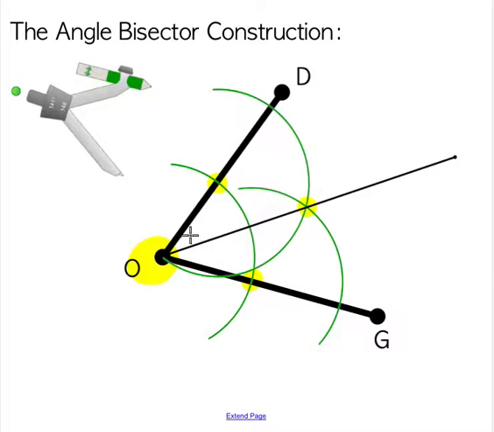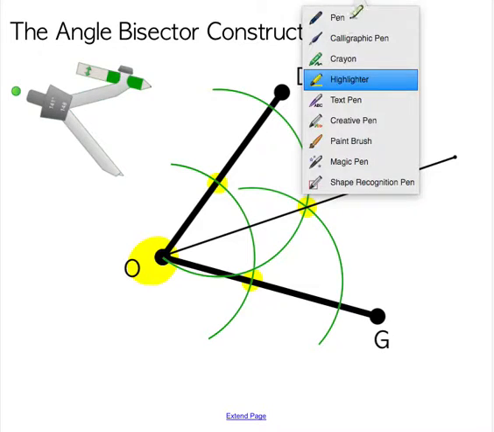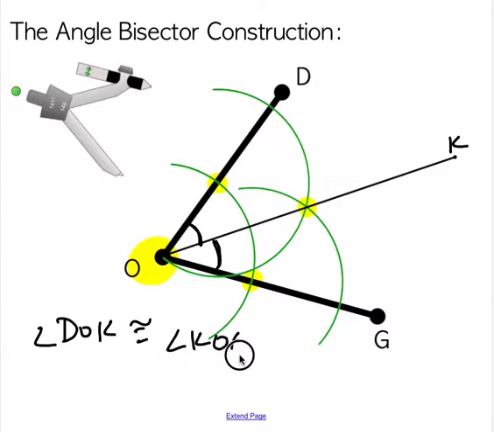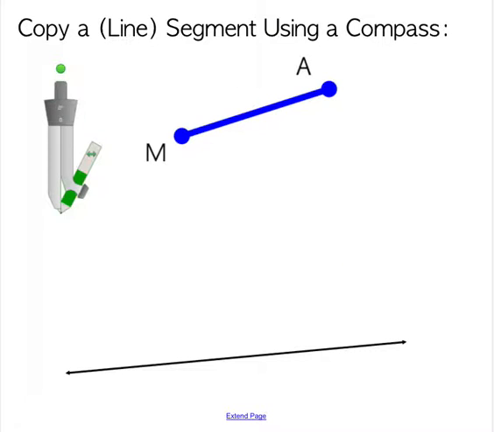But what it does is it creates two angles that are congruent to each other, one on top and one on bottom. This angle is congruent to this angle. Or if you want to use naming, I have to give this point a name. Let's call it K. So angle DOK is congruent to angle KOG. Those two angles are the same size.